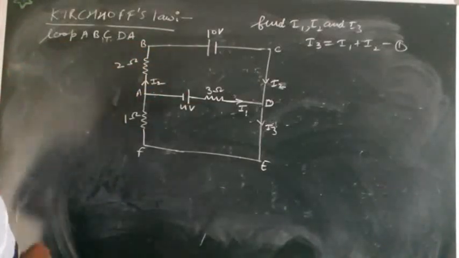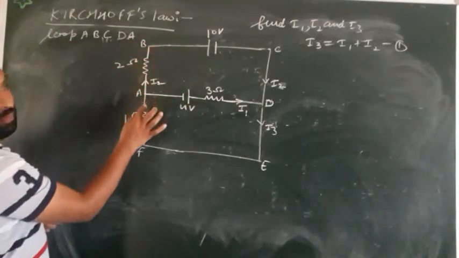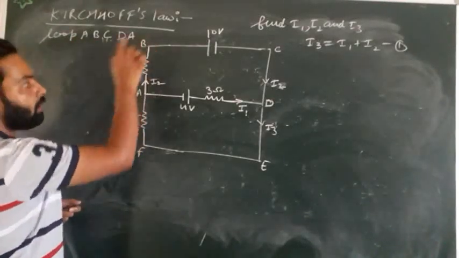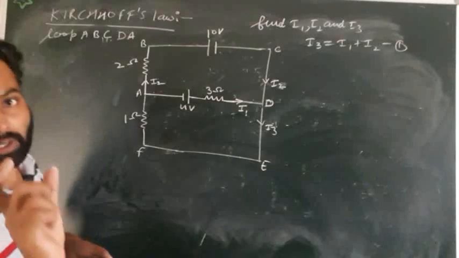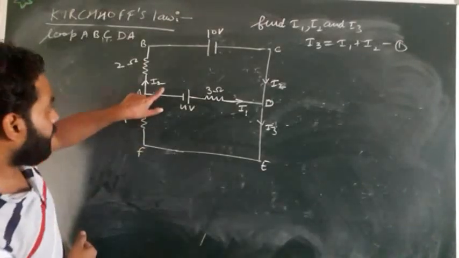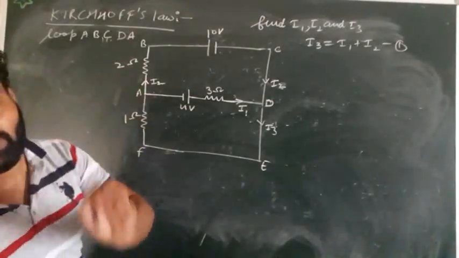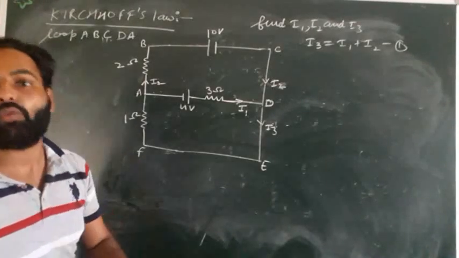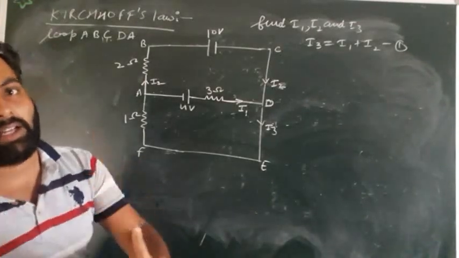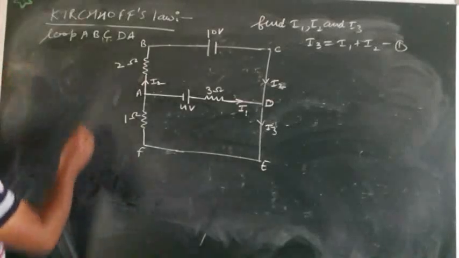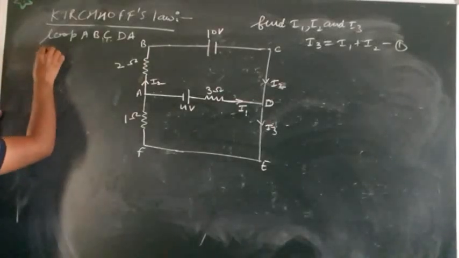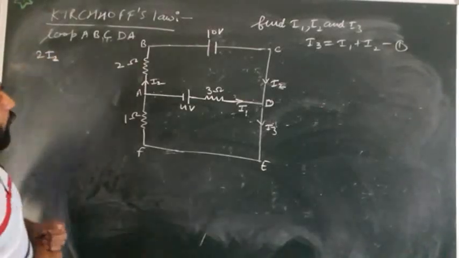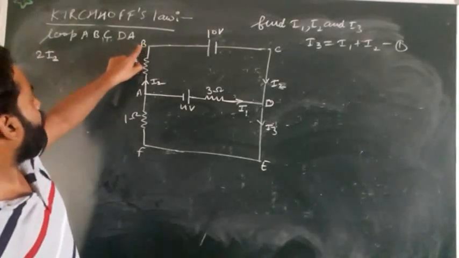Now when we move from A to B, the direction of current is also A to B. So it is clear that the product of current and resistance is taken as positive when the direction of current and the direction of loop are the same. So its value comes out to be 2I2. Clear?